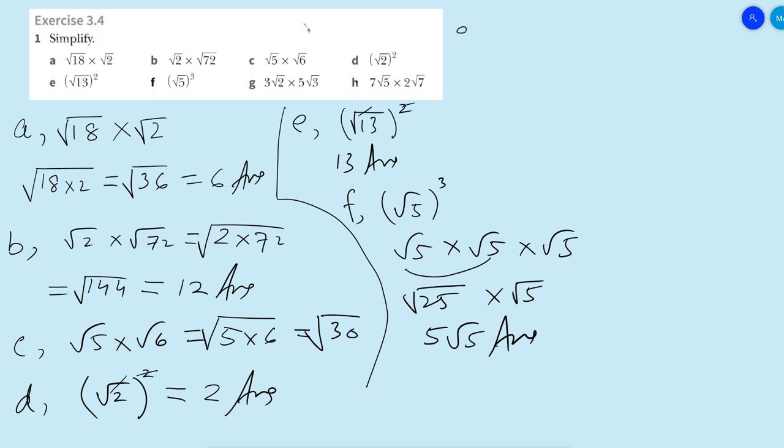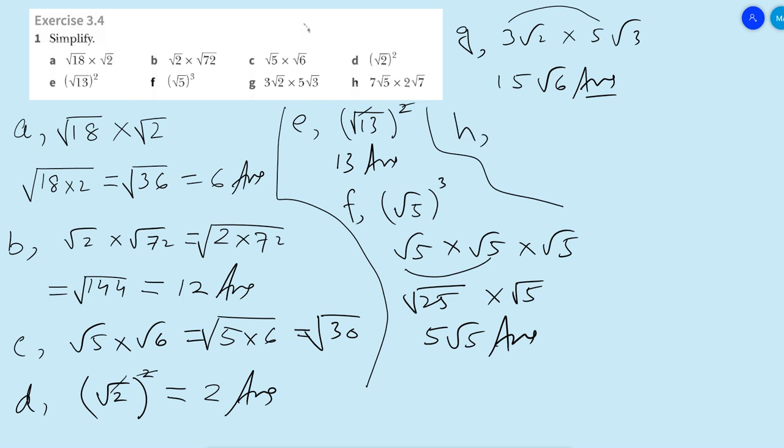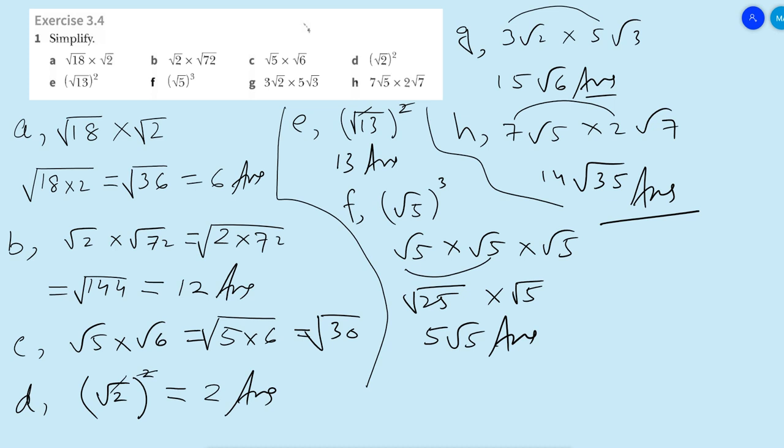Come to part G. Part G is 3 root 2 multiplied by 5 root 3. We multiply the outside value by the outside value: 5 threes are 15. And root 2 into root 3 is root 6. Because root 6 has a decimal value, we leave the answer in this form. Part H is 7 root 5 into 2 root 7. Again, multiply the outside values: 7 twos are 14. Multiply the inside values: 5 sevens are 35. But keep in mind, there is no relation between the outside values and the inside values. So 14 root 35 is the answer of part H.